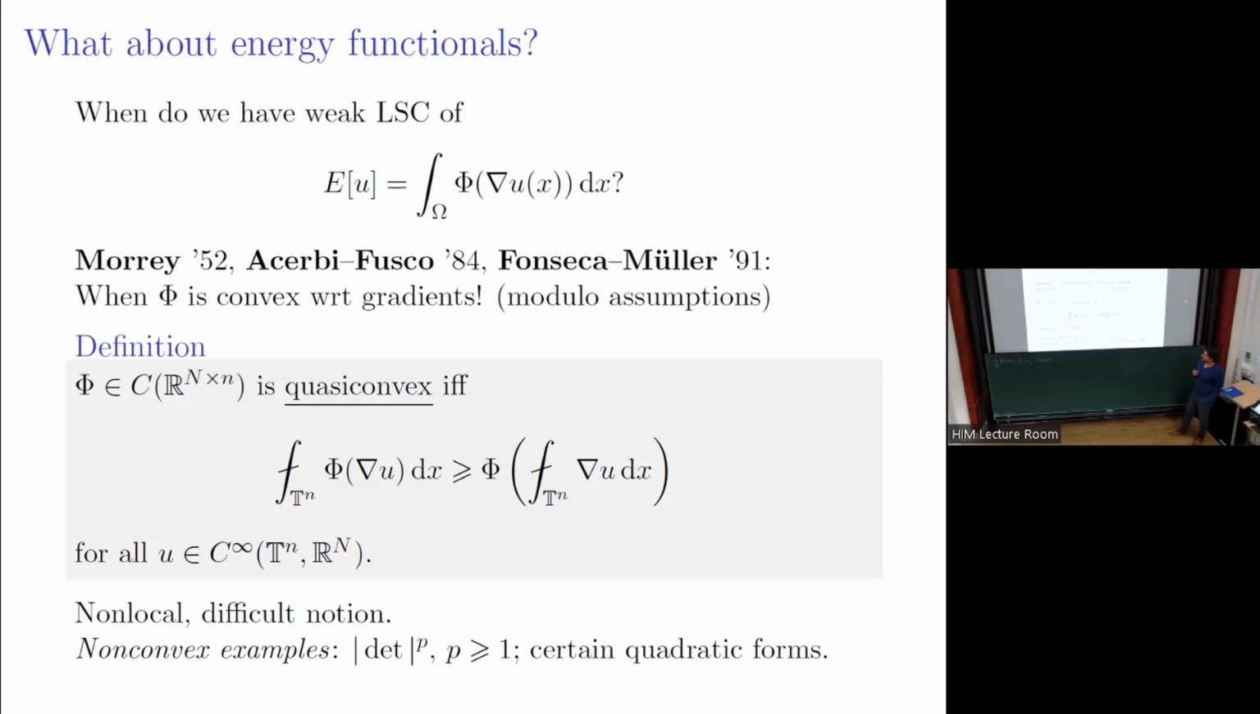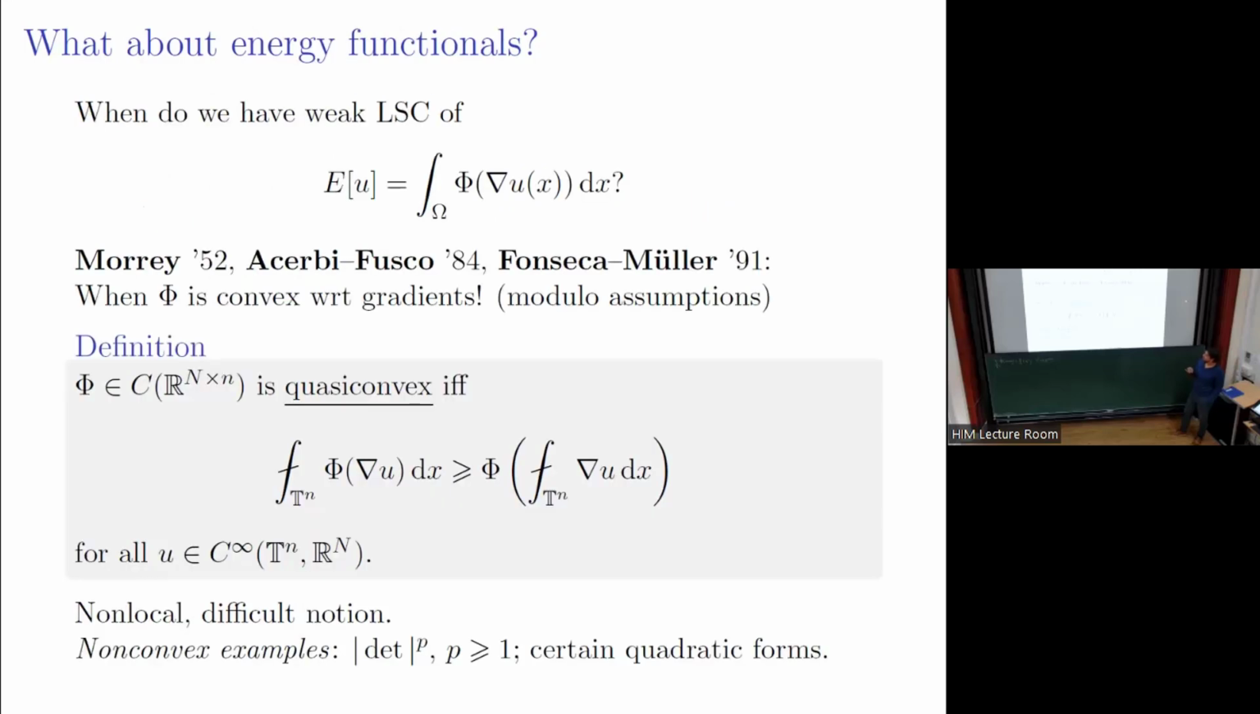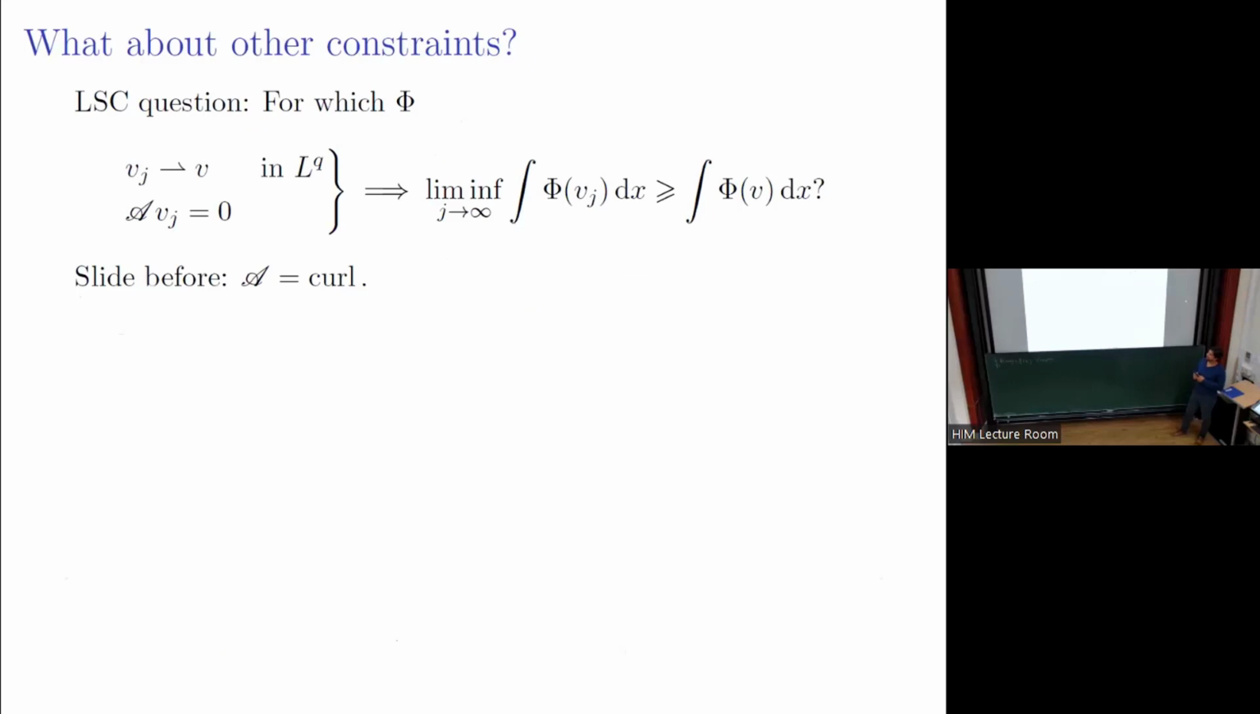Okay, so having said this, the plan would be to try to generalize this for other PDE constraints apart from curl free. Nevertheless, the idea of the theorem is that when you're looking at lower semi-continuity of functionals with respect to weakly convergent sequences of gradients, the notion that characterizes them is a Jensen inequality with respect to gradients. And we're looking for something similar for other PDE constraints.